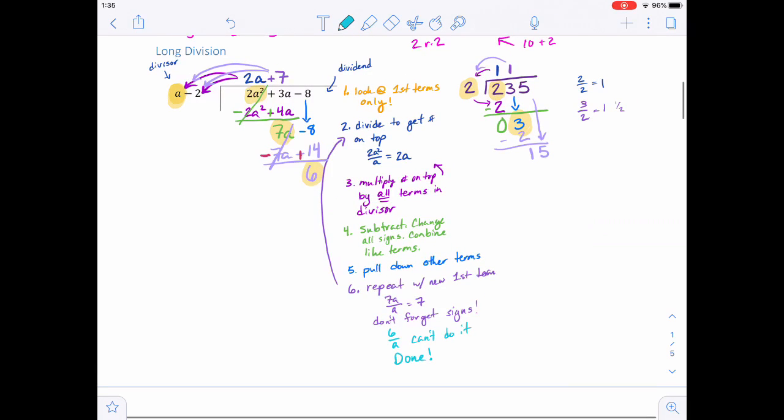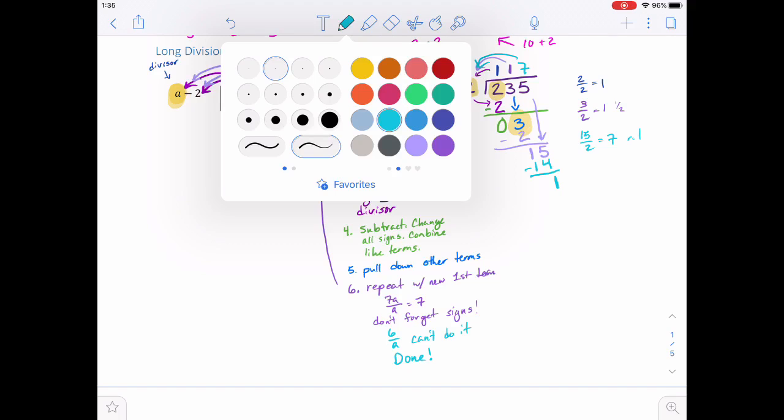Over here in our problem, we can do 15 divided by 2. That's going to get us 7 with a remainder of 1. So we put a 7 up here. Multiply, 14, subtract, and we get 1. We could keep going to get a decimal, but we're going to leave this because we don't do decimals when it comes to our polynomials. So we would be done. So let's now write it out.